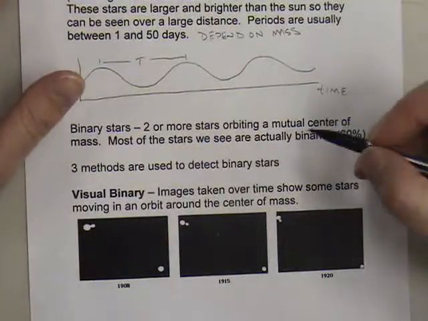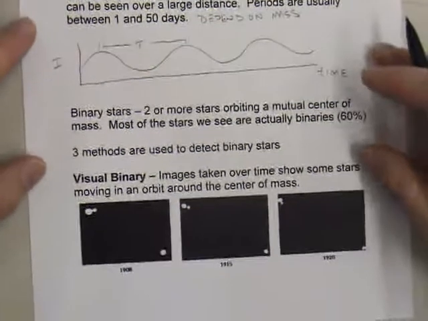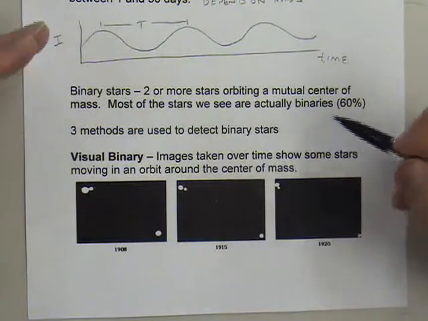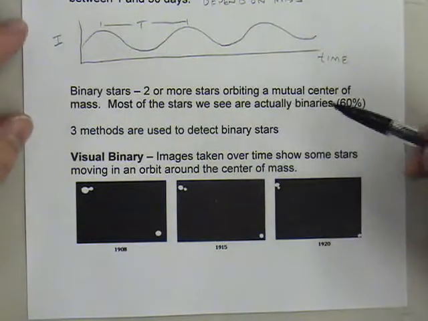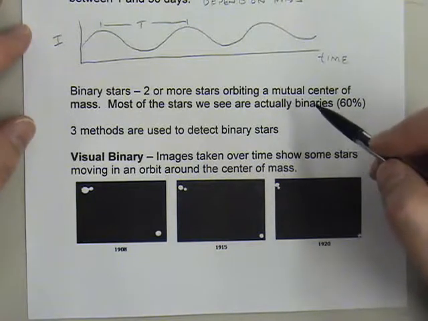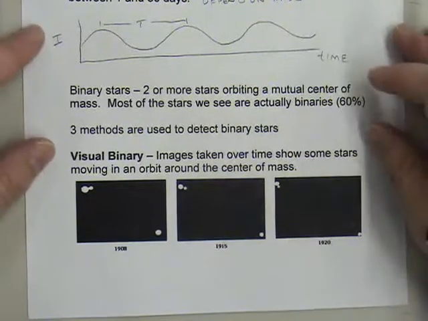They all orbit around a mutual center of gravity. Now, in our solar system, the center of mass of our solar system is actually physically inside of the sun. So it seems like the planets are going around the sun, but in reality the sun is actually making a small motion as a result of the gravitational pull of the planets.